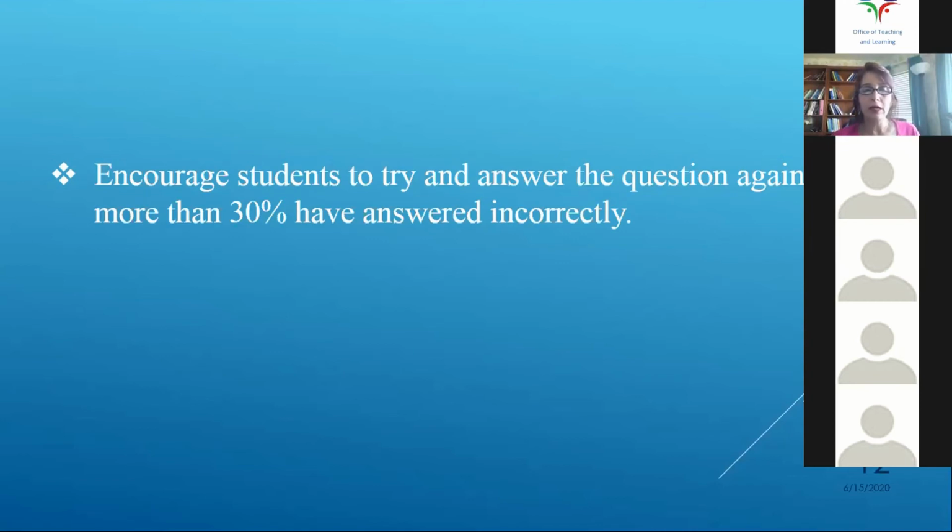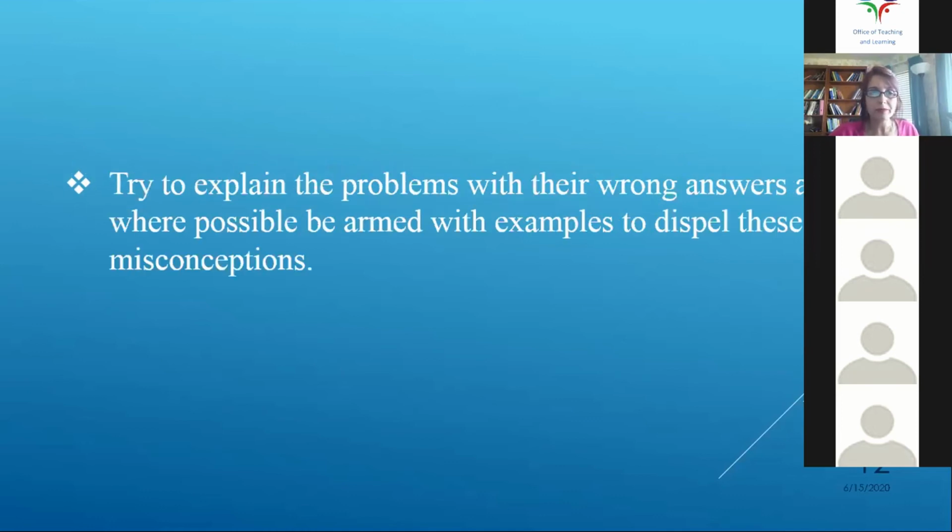Now, if you find that the students pick the wrong answer, specifically if more than 30% of the students pick the incorrect one, try to give them more explanation of why this is the wrong one. It's not just telling them, okay, this is wrong, and moving on. No, try to explain to them why this is the wrong one, why you shouldn't pick that one, and this way they will understand the concepts more.